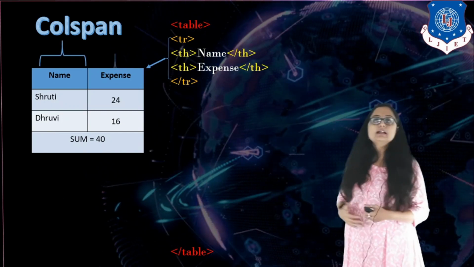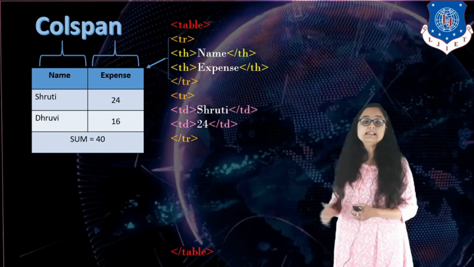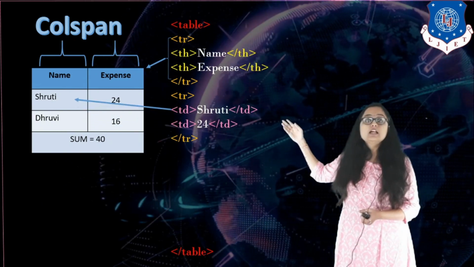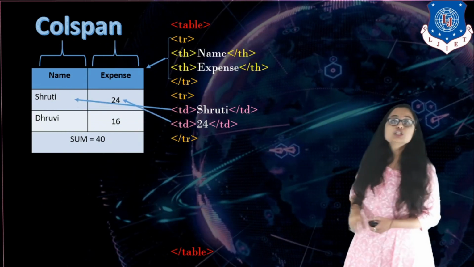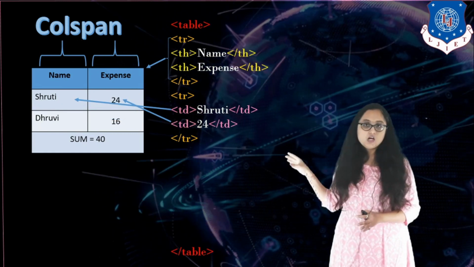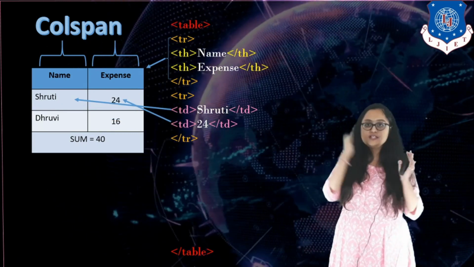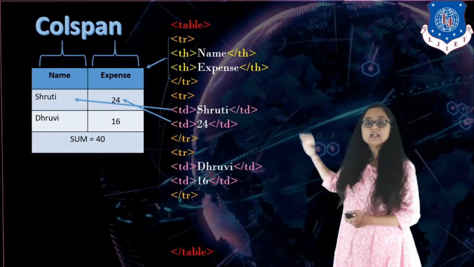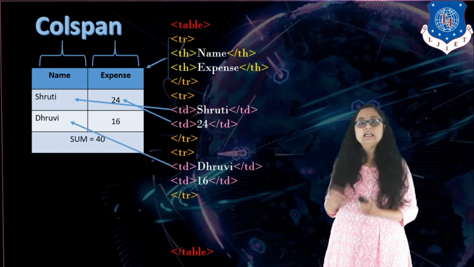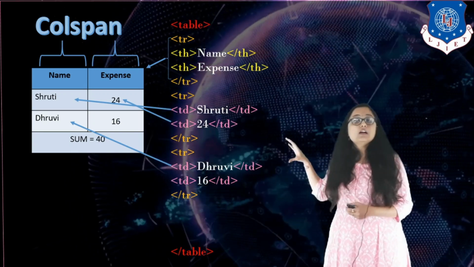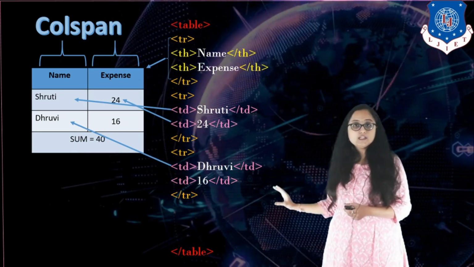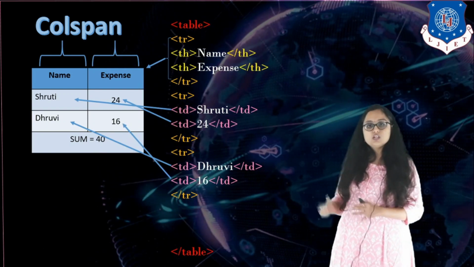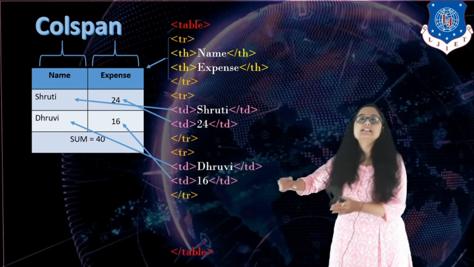Now comes the second row. In second row, you can see that again it is a simple table. In second row, you have one TD for Shruti and one TD for 24, right? So that is again a simple table structure in which you have a row, inside you have two columns, or you can say two cells. The next or the third row is again a simple TRTD format, in which the third row we are defining the TR, we are defining 2 TD. For the first TD Dhruvi, for the second TD you have 16. So till 3 rows we are going similar to the simple table.